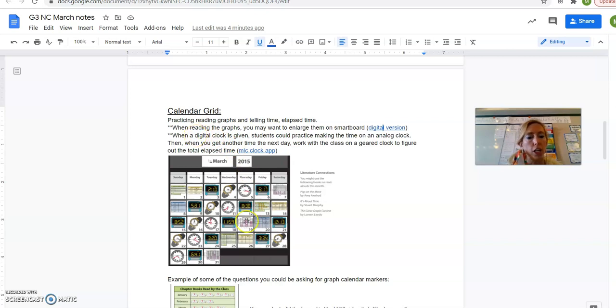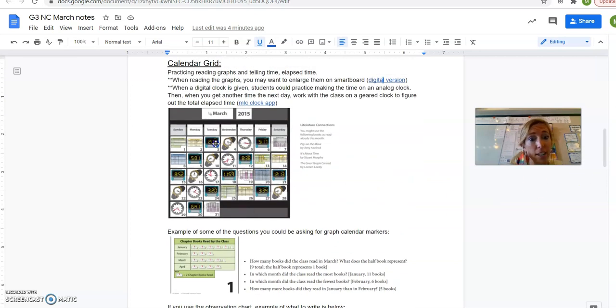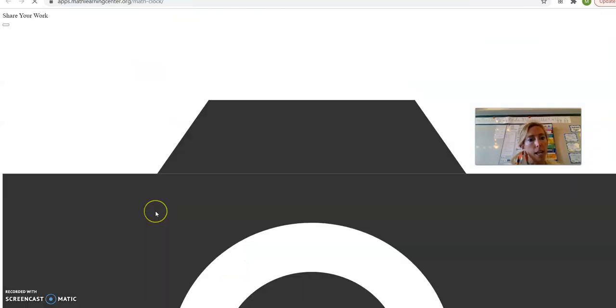So you could fill in an observation chart if you want. Me personally, I'd go without it and just discuss each day these graphs and come up with some questions together. And then I'd look at the digital version and have them make it on a mini clock, or have the MLC clock app up and we can make it together, 2:10, and then move to the new time today, which they could write on their whiteboard, is 4:10. How much time has passed, or elapsed time? And we could use the geared clock on the MLC app together.